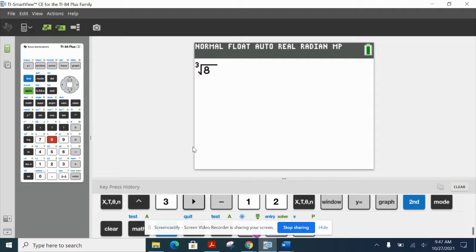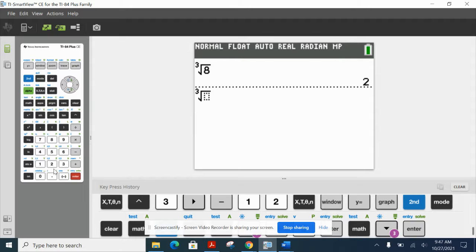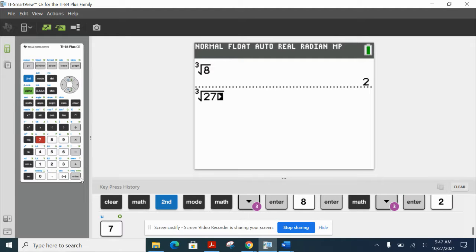Let's say I do the cube root of 8. That's one of our perfect cubes. It's 2, right? 2 times 2 times 2. If I hit the cube root of 8, see how it gives me a 2? If I did the cube root of 27, that's one of the cube roots we're supposed to know for our quiz, this is going to give me 3 because it's 3 times 3 times 3.